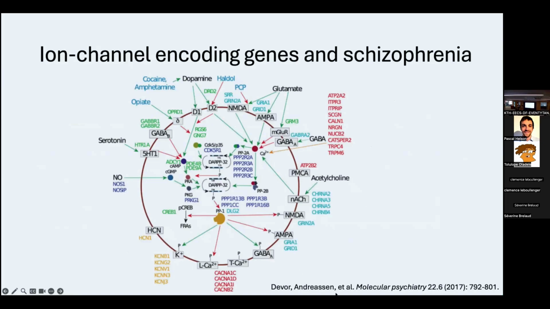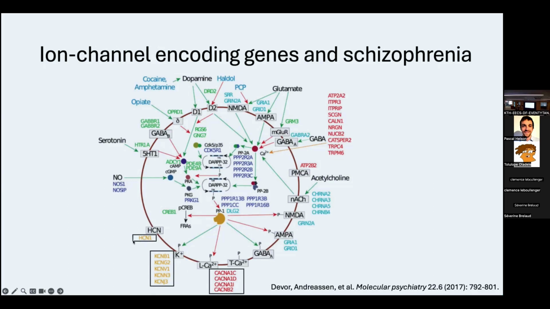This paper from 2017 shows many of these genome-wide association study identified genes of schizophrenia. There are many more, but these are the ones that are related to fast and slow neurotransmission. In other words, ion channel encoding genes, which are shown here, and then also other genes related to plasticity and neuromodulation.